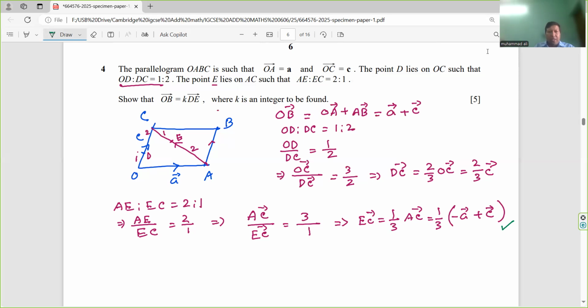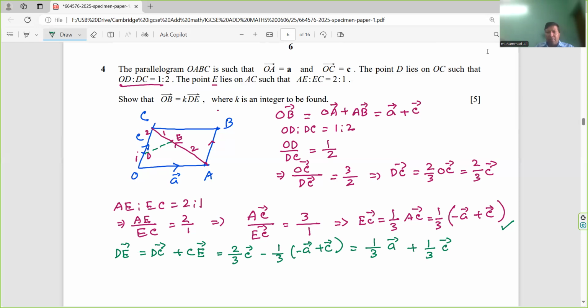Now we want DE, this part. So DE vector equals DC vector plus CE vector. CE means negative EC. So DC equals 2 by 3 C vector, and CE is negative EC, that means minus 1 by 3 (minus A vector plus C vector). So if we simplify, we will get 1 by 3 A vector plus 1 by 3 C vector. So this is DE vector.